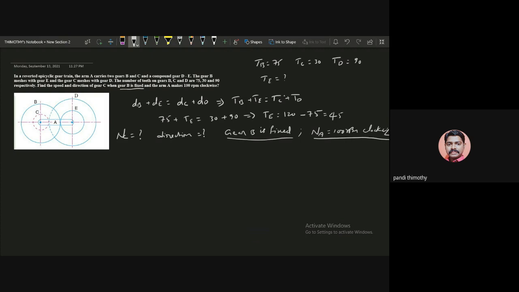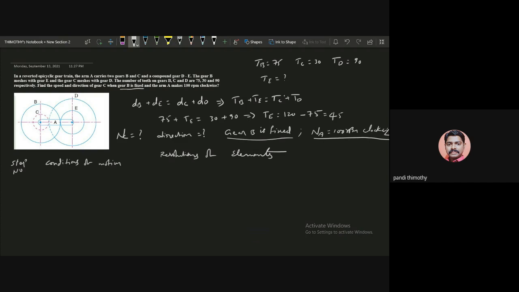So for this, what we do is we have to form a table. We are going to solve this problem by using the tabular method. The table will be by default like this: step number, conditions of motion, next, revolutions of elements.